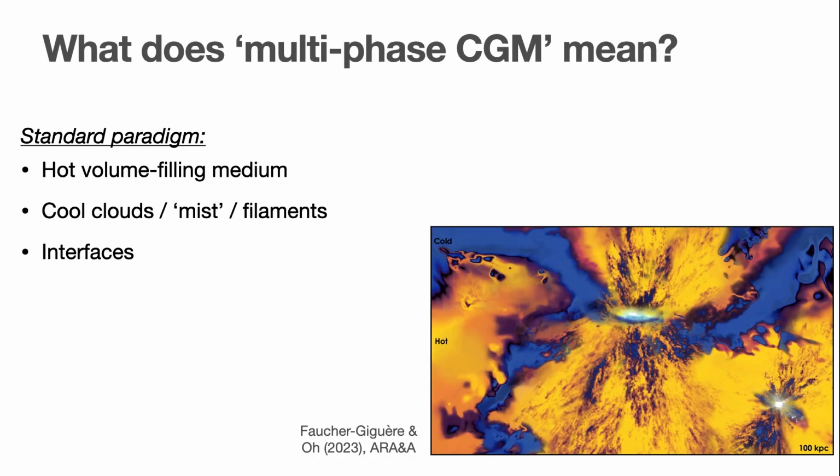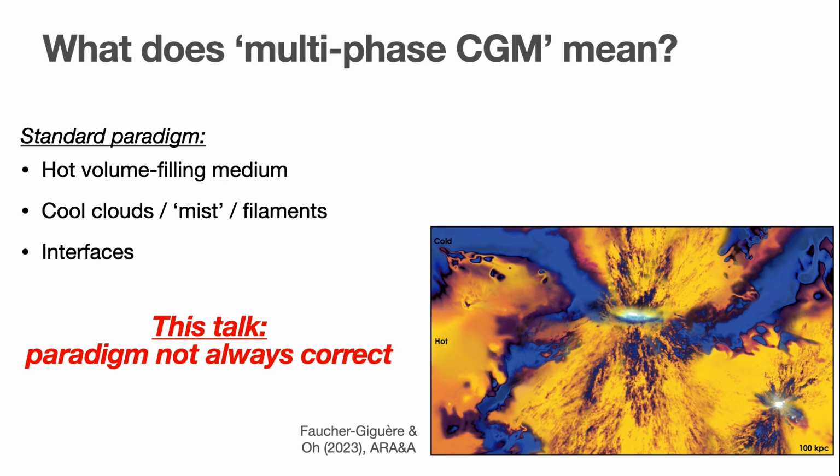To set the stage, I want to raise a very basic question. What do we mean when we say that the CGM is multi-phase? I would assume that when I ask most of you this question, the picture that comes into your mind is that there is a hot volume filling medium. On the Milky Way mass scale, we have a temperature of 1,000,000 degrees Kelvin. Within this volume filling medium, you have localized cool gas structures, clouds or mists or filaments. And the intermediate temperature gas comes from the interface between the cool clouds and the hot volume filling phase. That's what we would consider the standard paradigm for a multi-phase CGM.